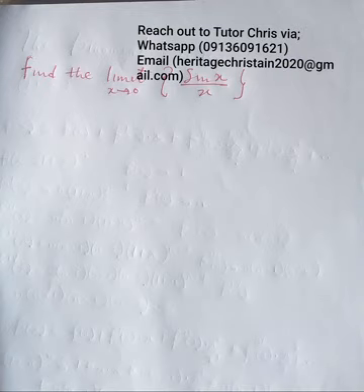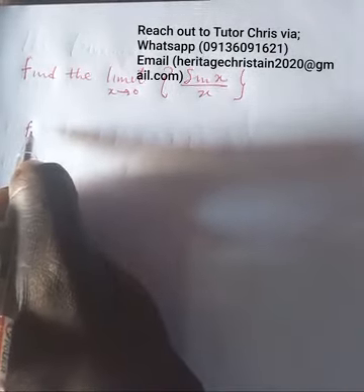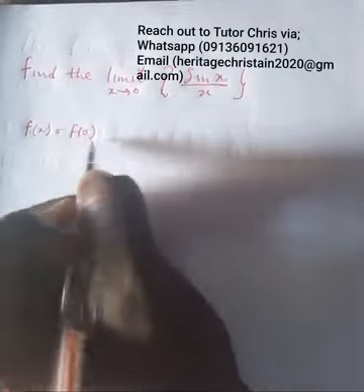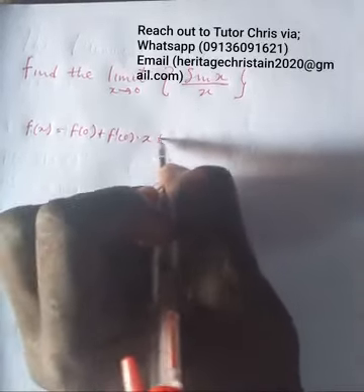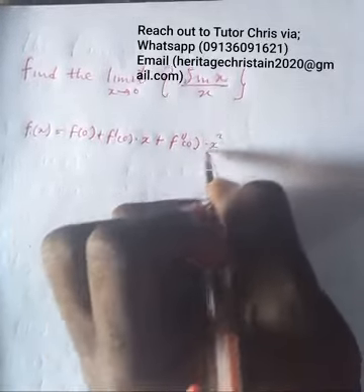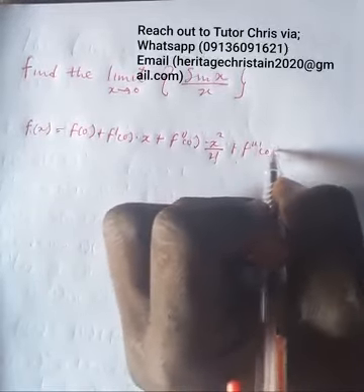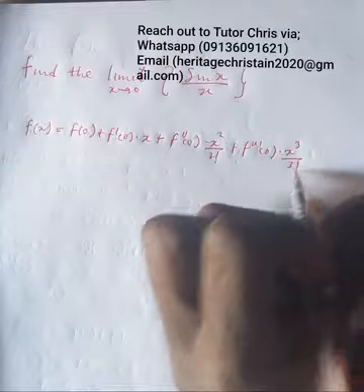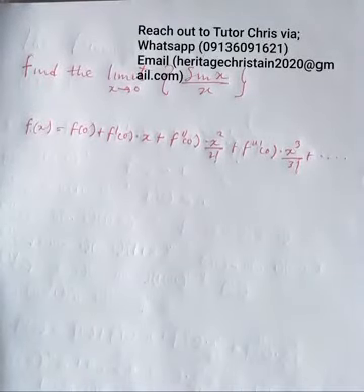So don't forget, the Maclaurin series says that f of x equals f of 0 plus f prime of 0 multiplied by x plus f double prime of 0 multiplied by x to the power of 2 over 2 factorial, plus f triple prime of 0 multiplied by x to the power of 3 over 3 factorial plus dot dot dot. That's awesome.